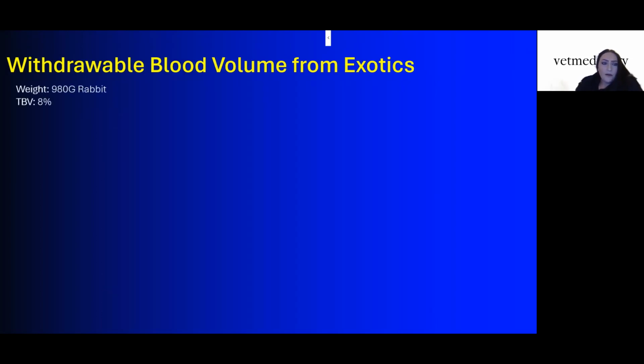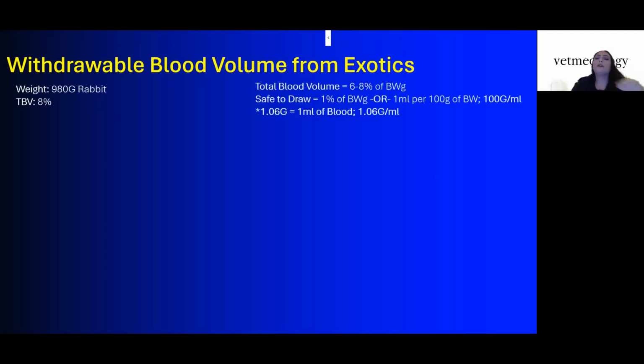All right, so for a 980 gram rabbit, our total blood volume is 8%. Total blood volume is between 6 and 8% of the body weight in grams. The safe to draw method is 1% of the body weight in grams, or 1 ml per 100 grams of body weight, so 100 grams per ml. We need to know for the safe to draw method that 1.06 grams equals 1 ml of blood, so 1.06 grams per ml.